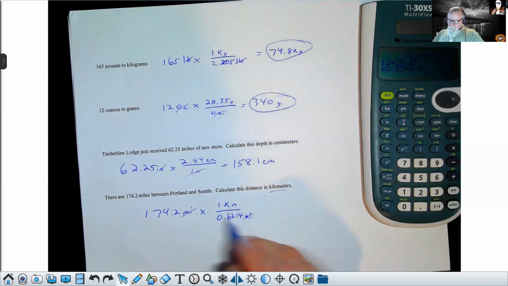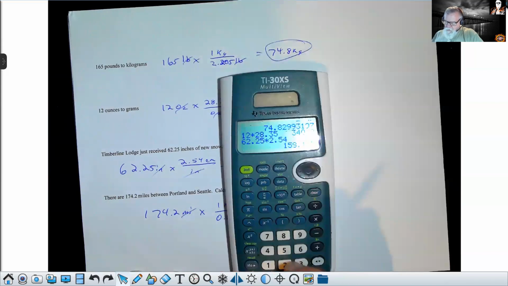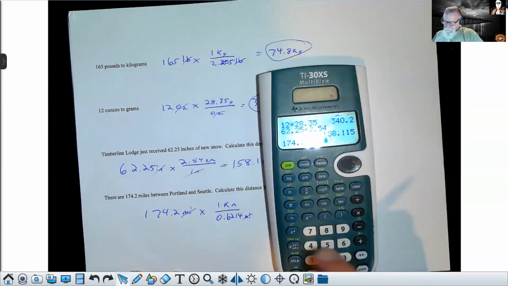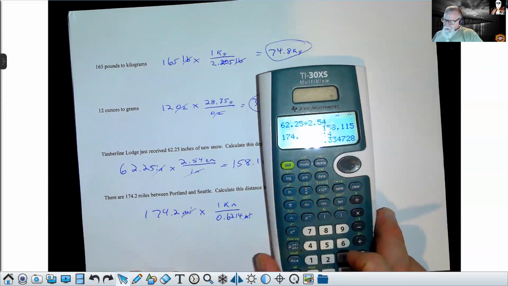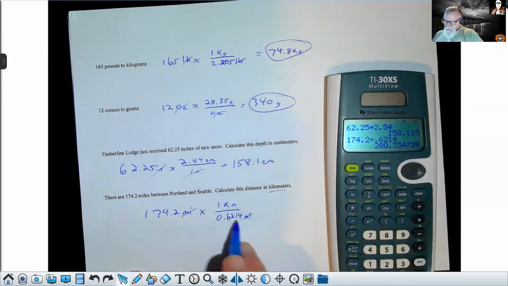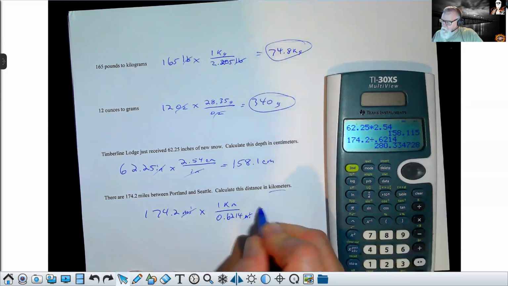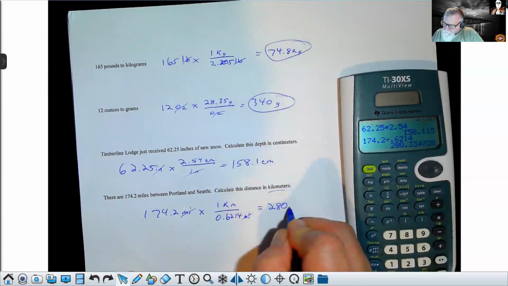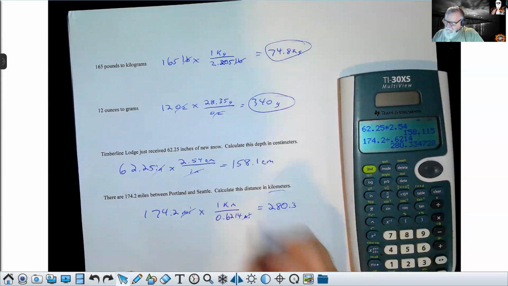The miles cancel out. So when we got 174.2 divided by 0.6214 equals 280.33, and we only have 4 sig figs in each of these, so we'll go with 280.3. 280.3. My miles cancel out, so that's in kilometers.